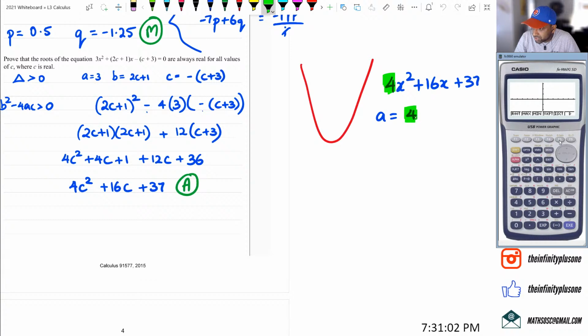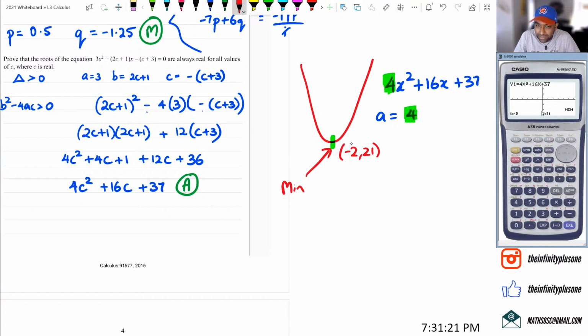So you click on G-solve, and instead of the vertex, it's the same thing as saying minimum, because remember this point right here is the minimum point. So when I click on minimum, I'm going to get -2 and 21. So this right here is -2 and 21.